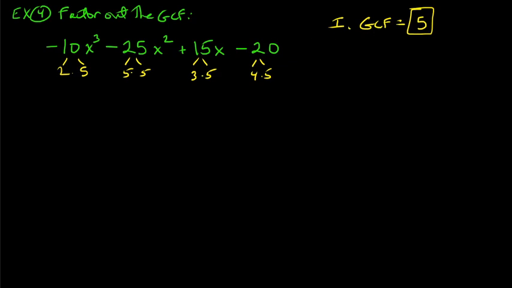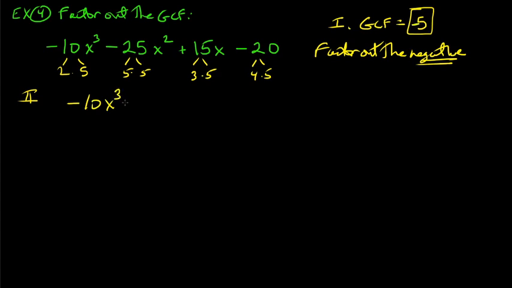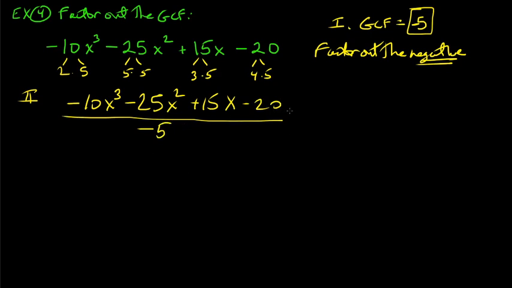There's one other thing, though. Notice that there's a lot of negative signs here, and in particular, there's a negative sign right up front. So what I'm going to do is consider the GCF to be negative 5, because I want to factor out the negative sign as well. We typically do that when there's a negative in the leading term, right up front. So step 2 looks like this. We have negative 10x cubed minus 25x squared plus 15x minus 20, and we're going to divide everything by negative 5. So you should get 2x cubed plus 5x squared minus 3x plus 4. Remember, that's not the answer. In step 3, we have to write the GCF, negative 5, times the quotient.